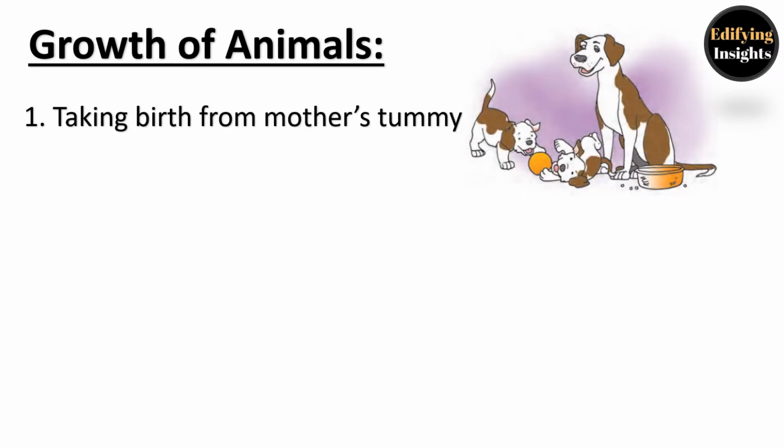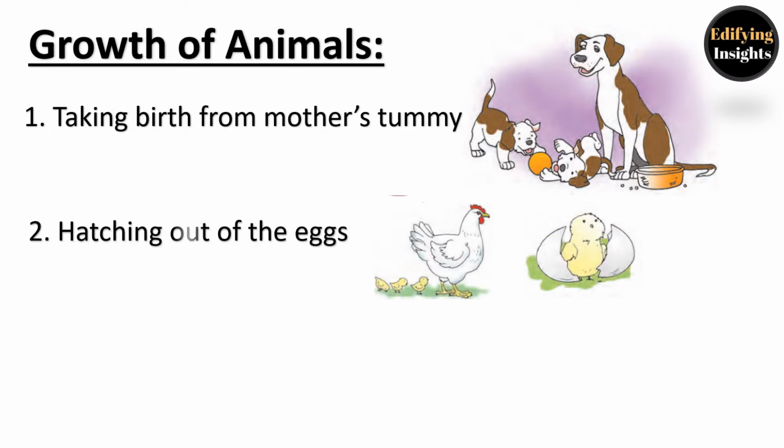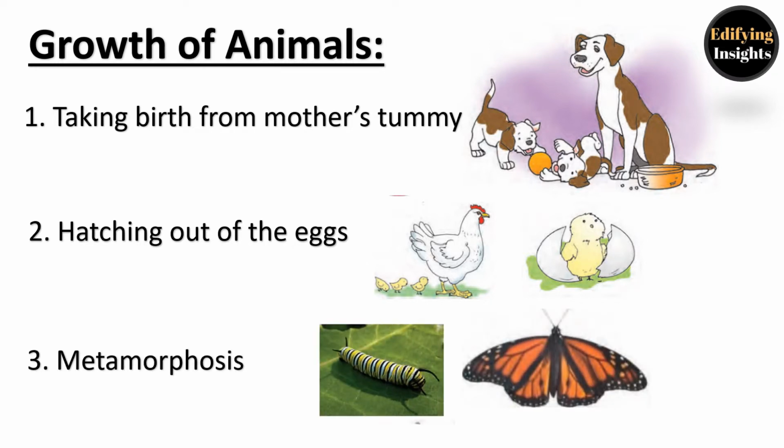There are three main types of methods of developing young ones in animals. These are: 1. Taking birth from mother's tummy. Example, we have dog, cat, etc. Number 2. Hatching out of the eggs. Example, hen, crow. Number 3. Metamorphosis. Example, butterfly.